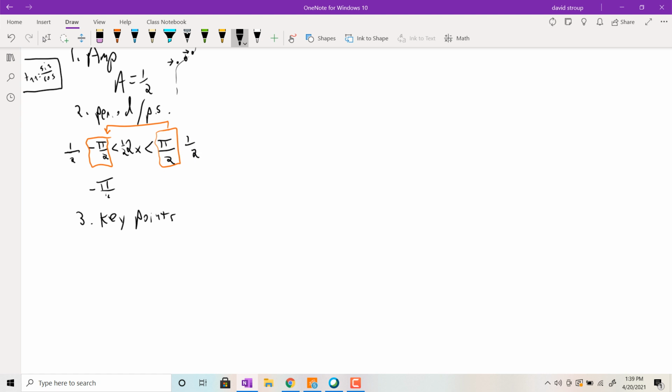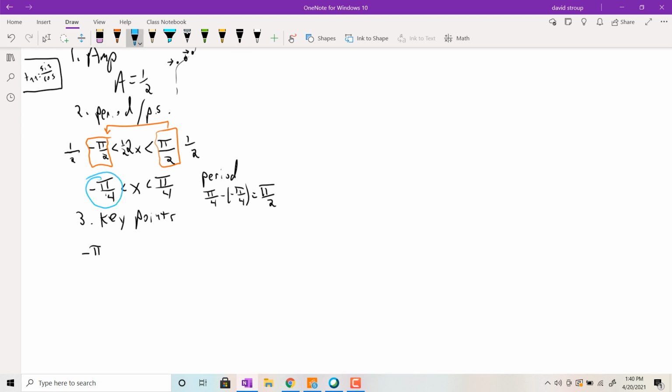You get negative pi over 4 less than x less than pi over 4. So the period then would be pi over 4 minus negative pi over 4, which is pi over 4 plus pi over 4, which is 2 pi over 4, which is pi over 2. Okay. So for the key points, you're starting at the left side of that inequality.